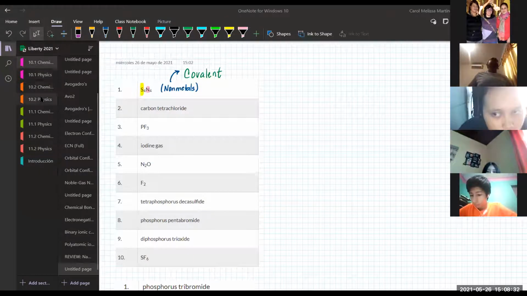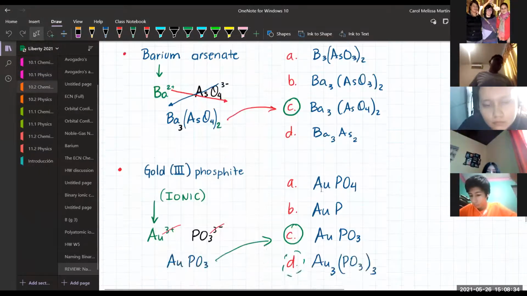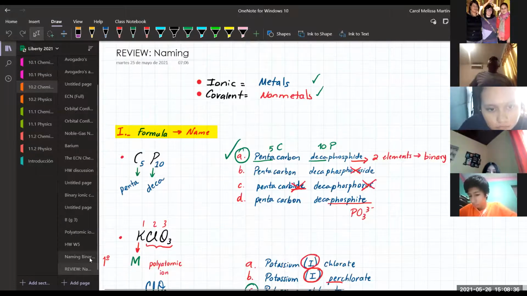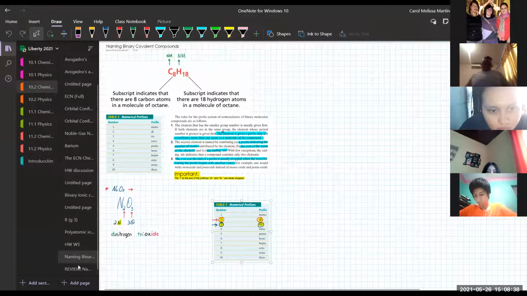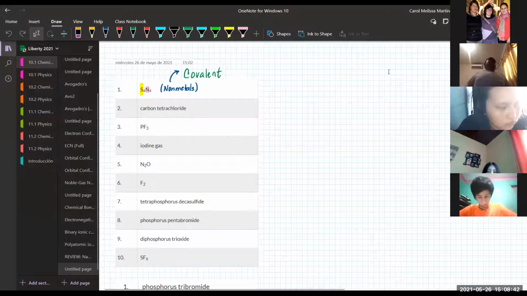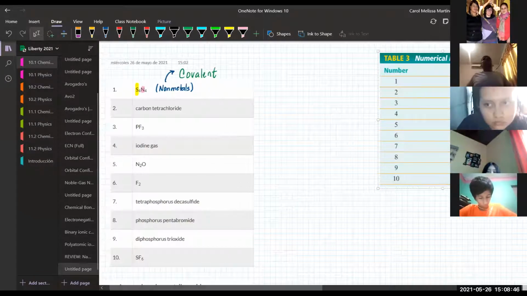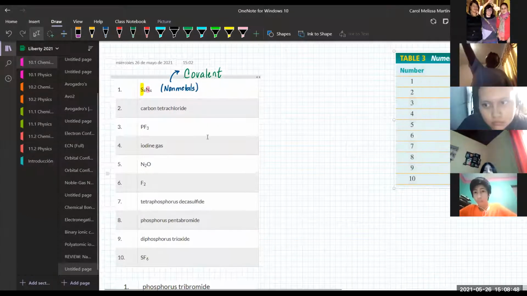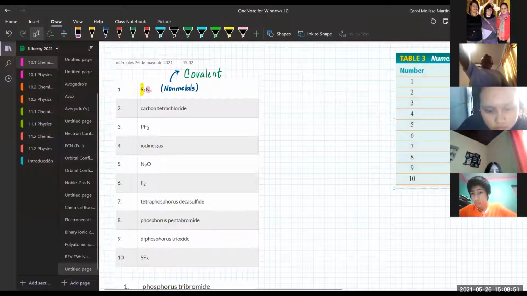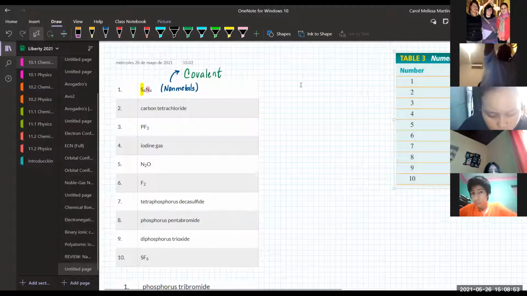I think I have it here. I have the list of prefixes ready, handy for us to see to what prefix it corresponds. So, let's begin with the first one.